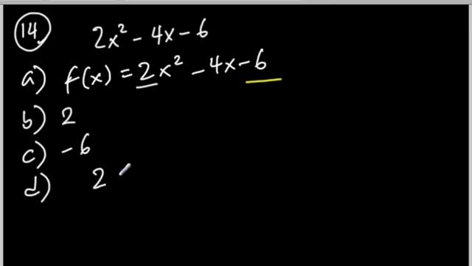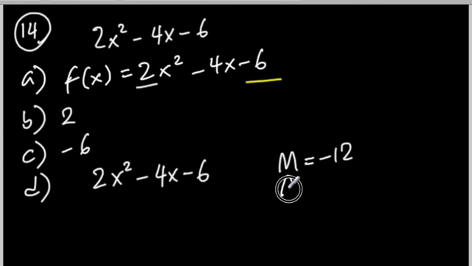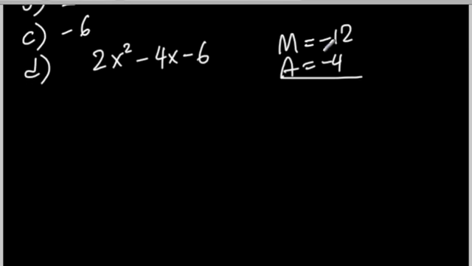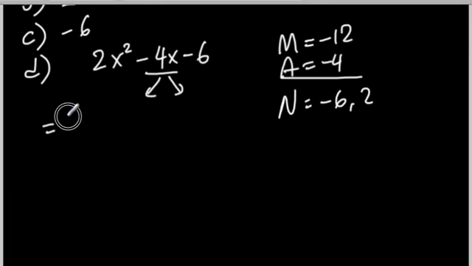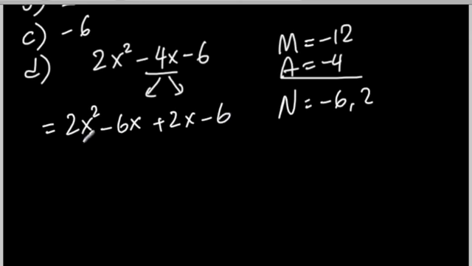D is factor this, so it's 2x squared minus 4x minus 6. Now if we want to factor it, we can use the MAN method. So M stands for the first term times the last term, so it's negative 12. A stands for the middle term, which is negative 4. And N is find two numbers that multiply to negative 12 and add up to negative 4, and that's going to be negative 6 and 2, because negative 6 times 2 is negative 12, negative 6 plus 2 is negative 4. So what that means is that this middle term splits into negative 6 and 2. So it's 2x squared minus 6x plus 2x minus 6.